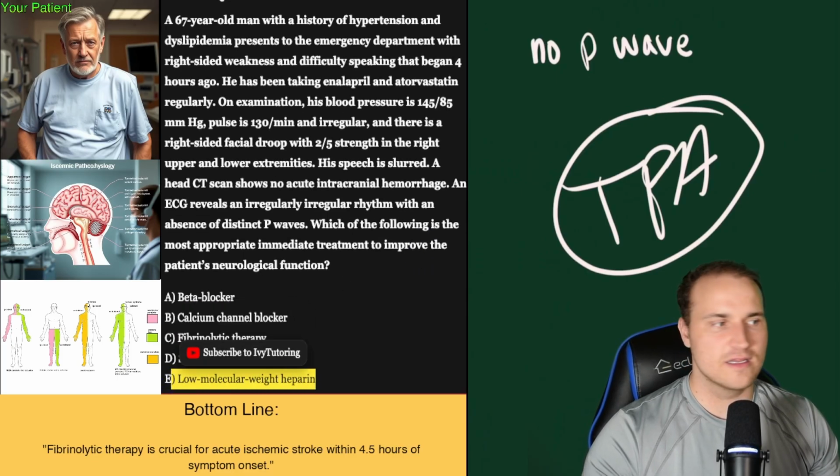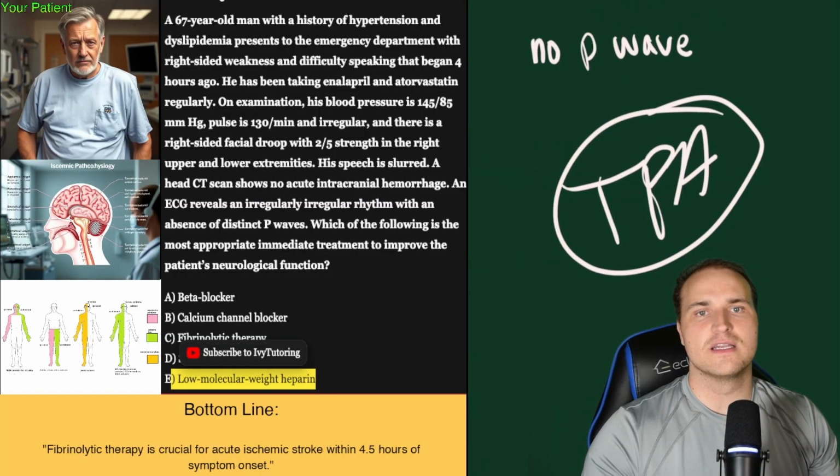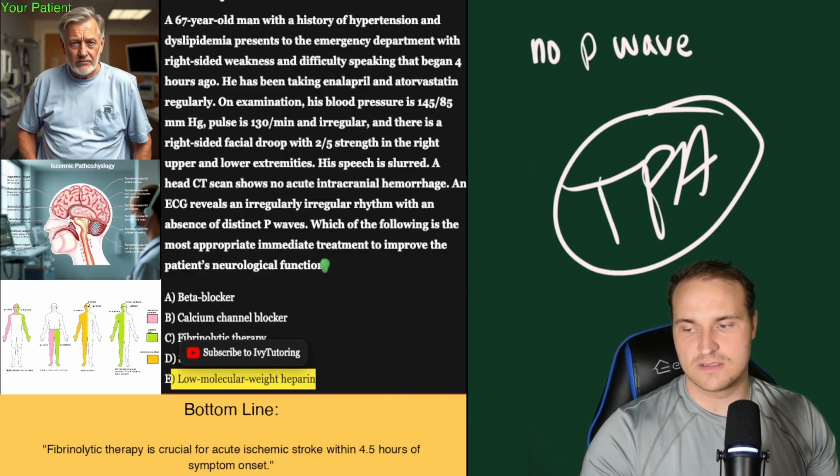How about low molecular weight heparin? Well, that is used for DVTs and pulmonary embolisms. This is not the first line for cardioembolic stroke. It's contraindicated acutely before imaging excludes the bleed, and is not shown to improve function immediately. So don't do that one either.